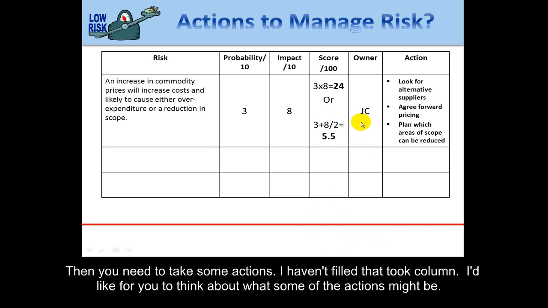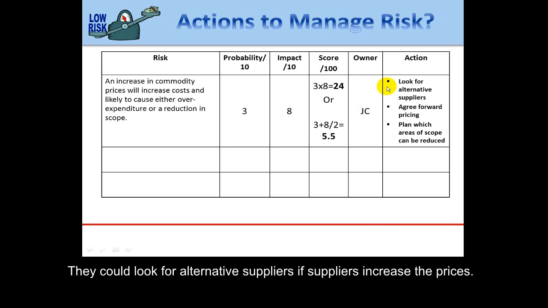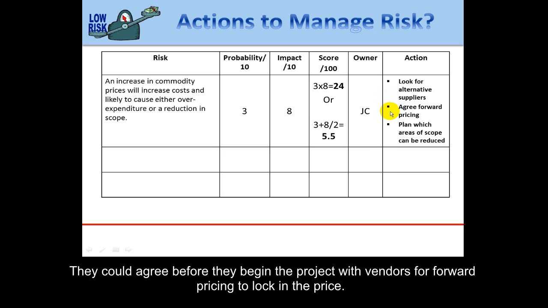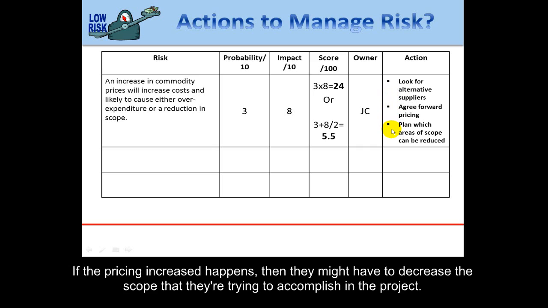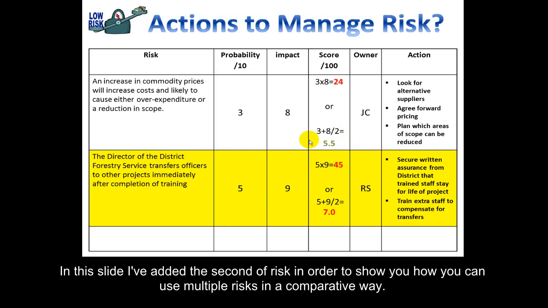Okay, here's what I have come up with, and there would be numerous other ones that you might have identified. They could look for alternative suppliers if certain suppliers increase the prices. They could agree with the vendors before they begin the project on forward pricing to lock in the price. Or if the pricing increase happened, then they might have to decrease the scope that they're trying to accomplish in the project.